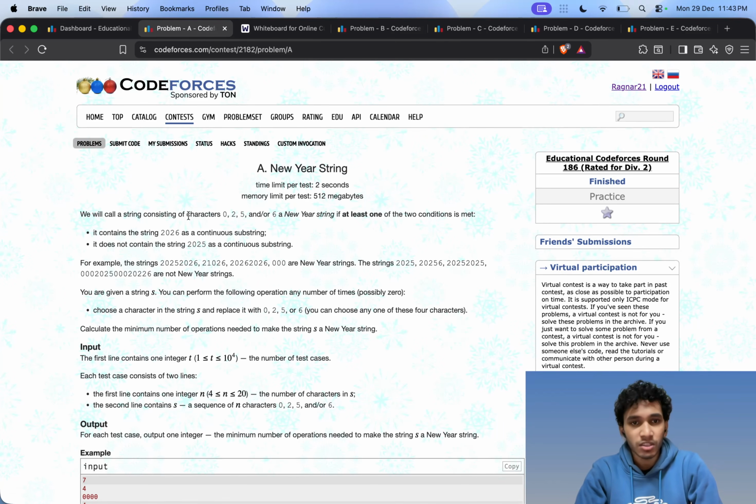Problem name is New Year String. The problem says that we will call a string consisting of characters 0, 2, 5, and 6 a New Year string if at least one of the two conditions is met. The first condition is it contains the string 2026 as a contiguous substring, or it does not contain the string 2025 as a contiguous substring. Note that at least one of them must be satisfied.